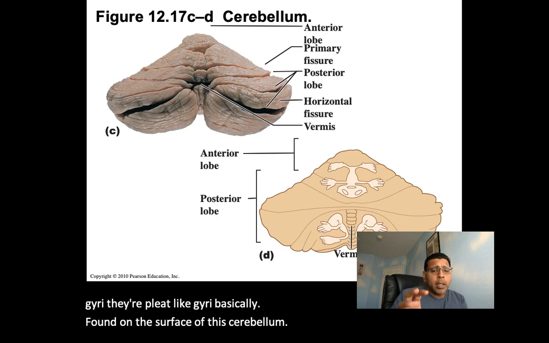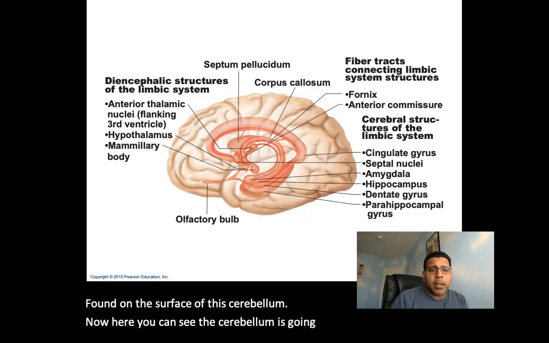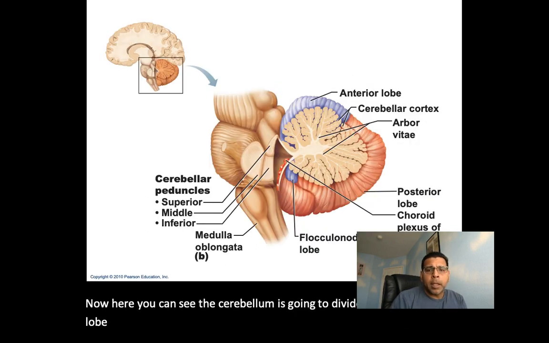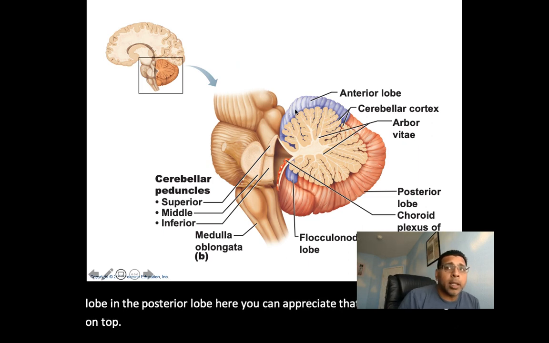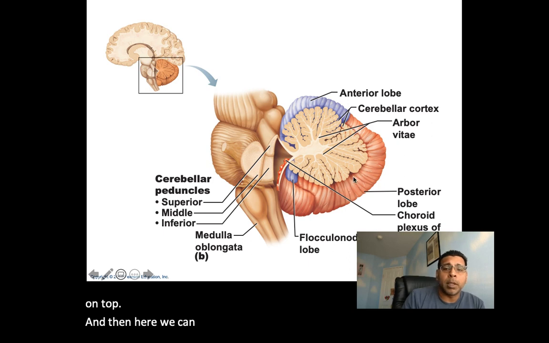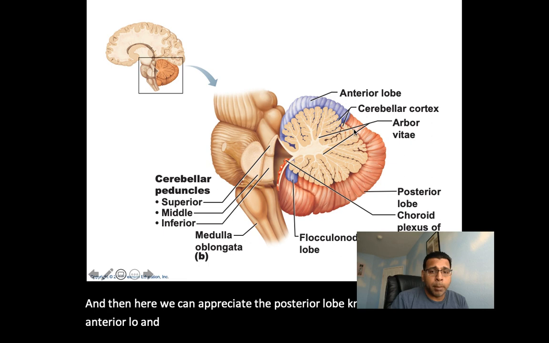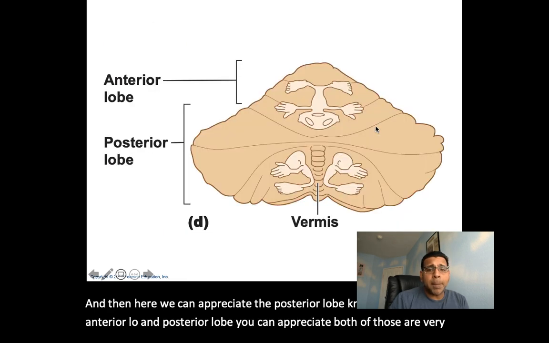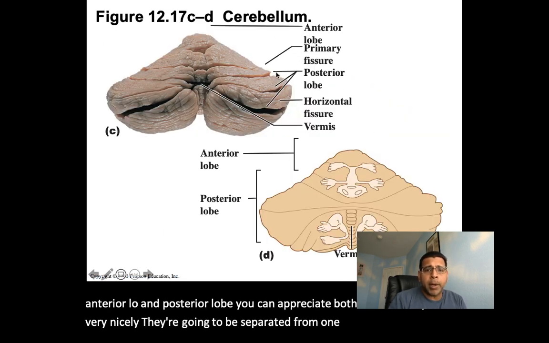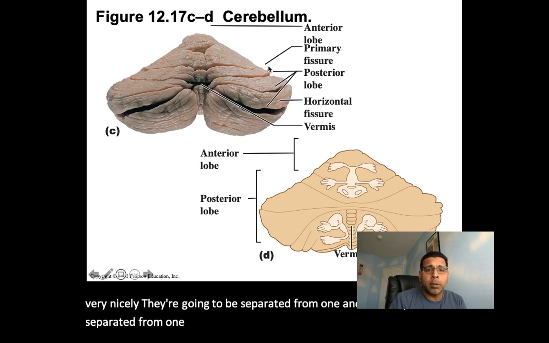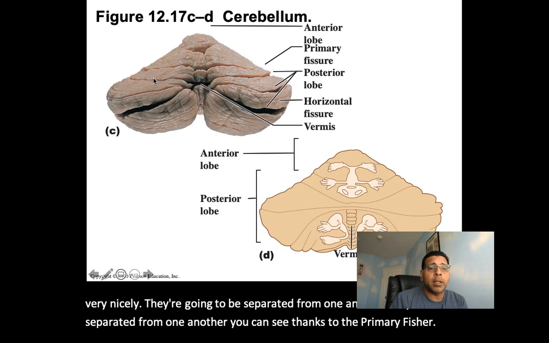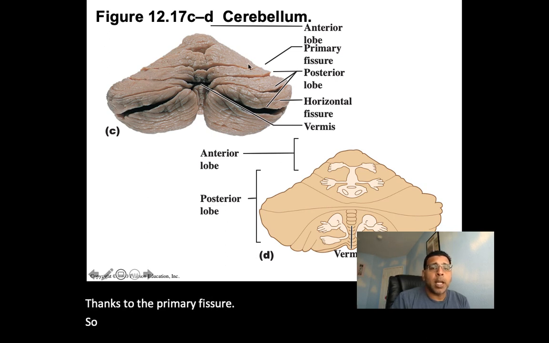Now here you can see the cerebellum is divided into an anterior lobe and a posterior lobe. Here you can appreciate that anterior lobe right on top, and then here we can appreciate the posterior lobe. They are separated from one another, thanks to the primary fissure, which separates the anterior lobe from the posterior lobe.